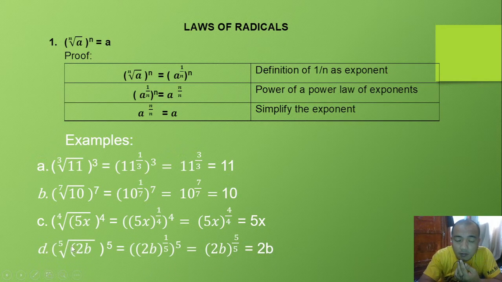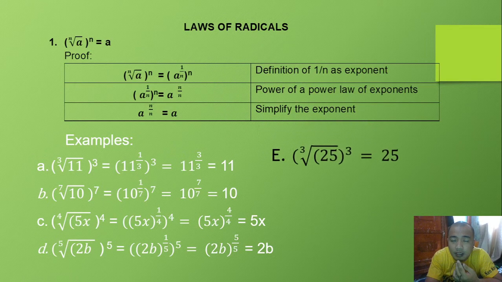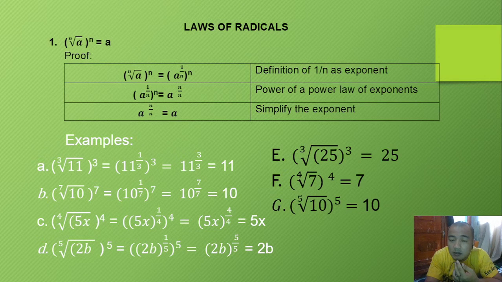Another, the fifth root of 2b raised to the 5th power is equal to 2b. That's the first law of radicals. Another, the cube root of 25 raised to the 3rd power is 25. The fourth root of 7 raised to the 4th power is 7. The fifth root of 10 raised to the 5th power is 10.